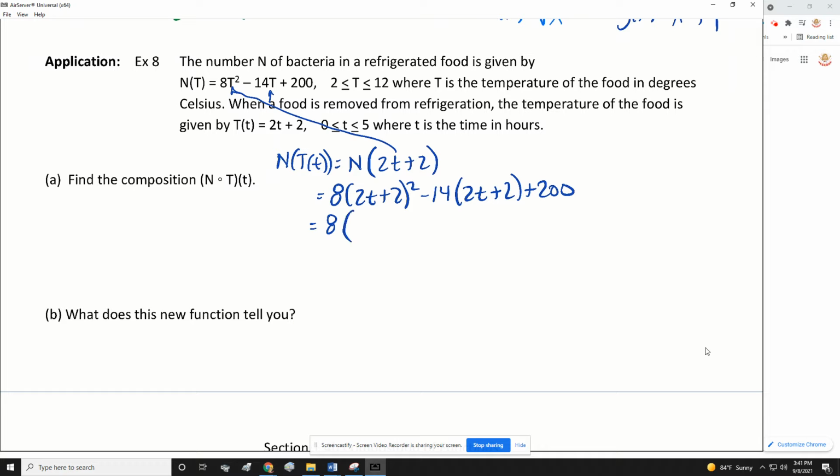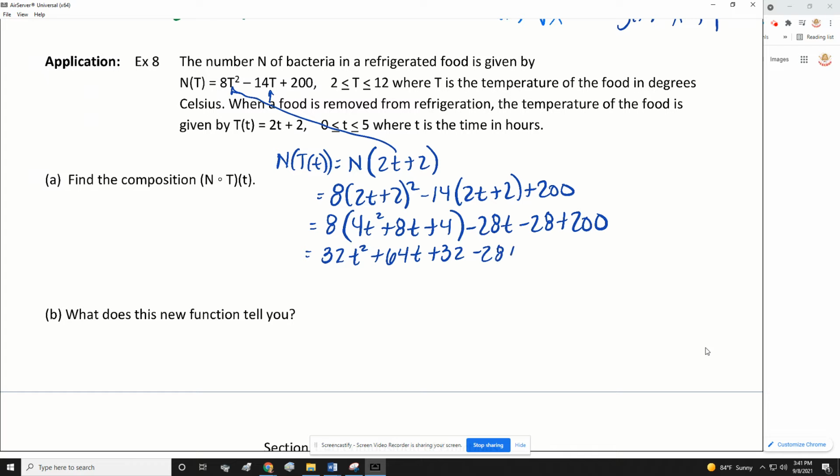All right, we have quite a bit of algebra to do here. Okay, so I'm just going to call this n of t.